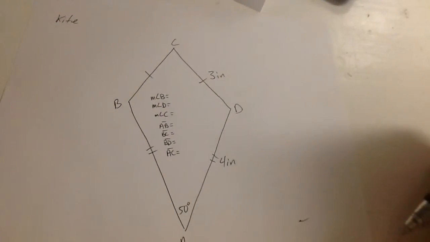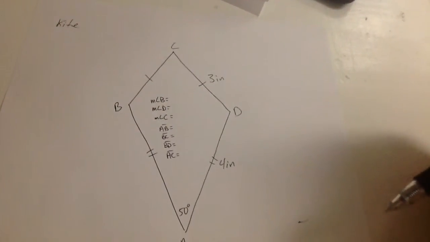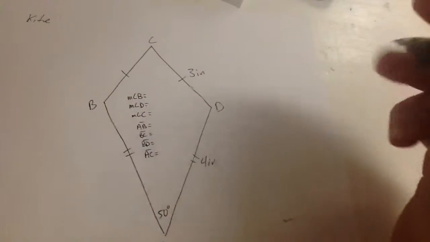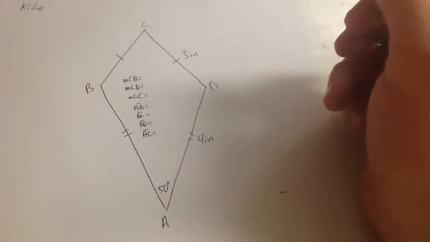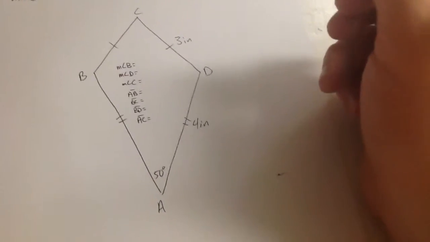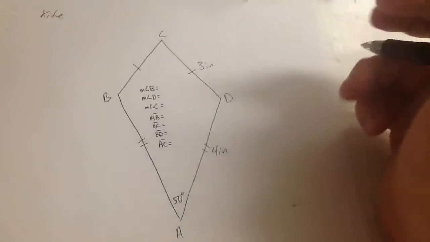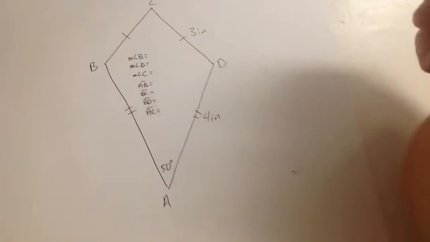Huh. I don't like this. See, notice in the bottom left corner of your worksheet there's a definition. I don't like that. We'll talk more about that later. Let's see. Angles not attached to the long diagonal are congruent. That's okay. So what diagonals are?